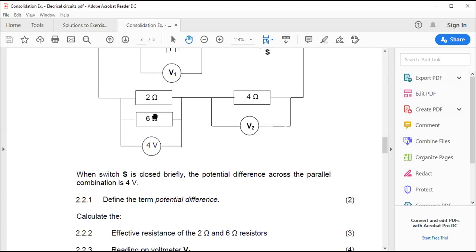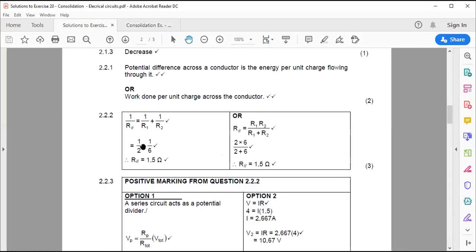So you know the formula for adding in parallel. What is it? 1 over R parallel is equal to 1 over R1 plus 1 over R2. You get a mark for that. Then you substitute. It's going to be 1 over 2 plus 1 over 6. Using rules of fractions, you're going to add that.